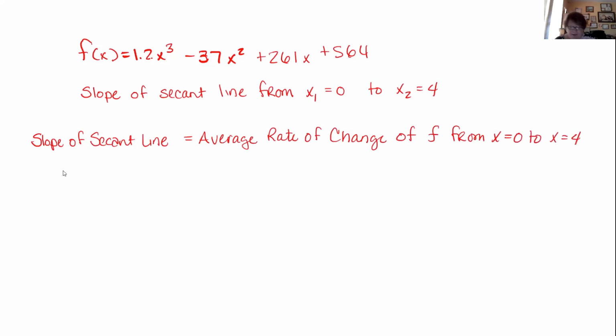So to be able to find the slope, I have to find the change in y over the change in x. I know what the two x's are. I don't know what y is. I don't know what f of x2 is, and I don't know what f of x1 is, but I can figure it out.